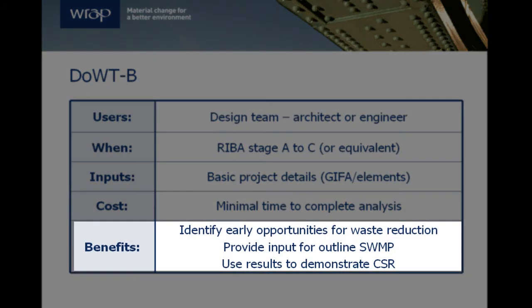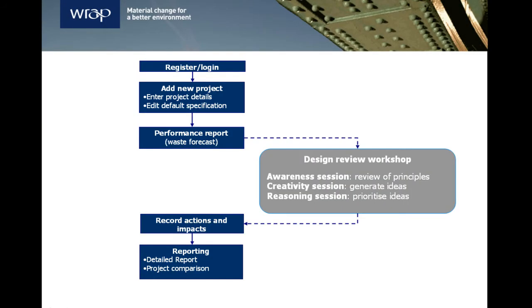The tool allows you to identify opportunities to improve materials resource efficiency at an early stage. It provides an Excel output containing a waste forecast and a list of waste prevention actions, both of which can be added to the project site waste management plan. You can also use the results to demonstrate corporate social responsibility or communicate waste and cost savings to the client.